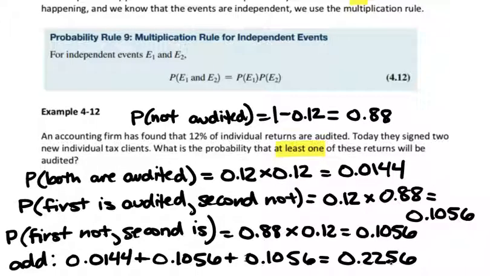0.2256. Now, another way that I could have done this problem is find the probability that neither return would be audited. That would be 0.88 times 0.88, and then subtract that from 1, because the opposite of neither return being audited is that at least one is audited. So that's another way you could do the problem.